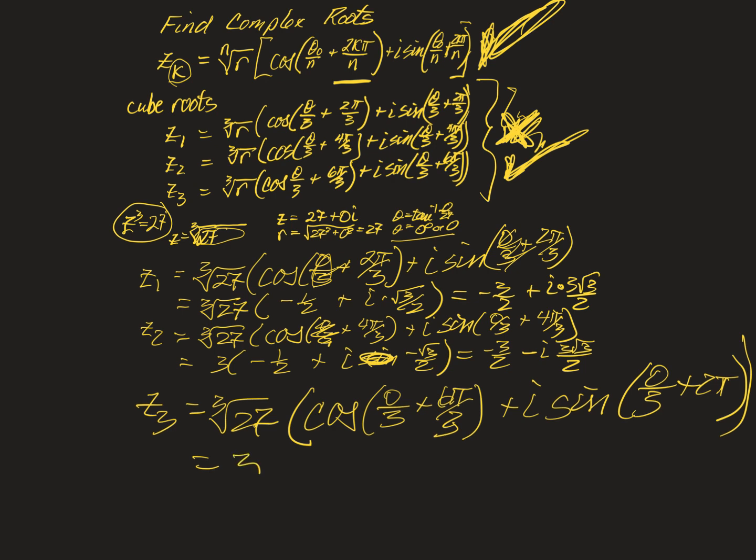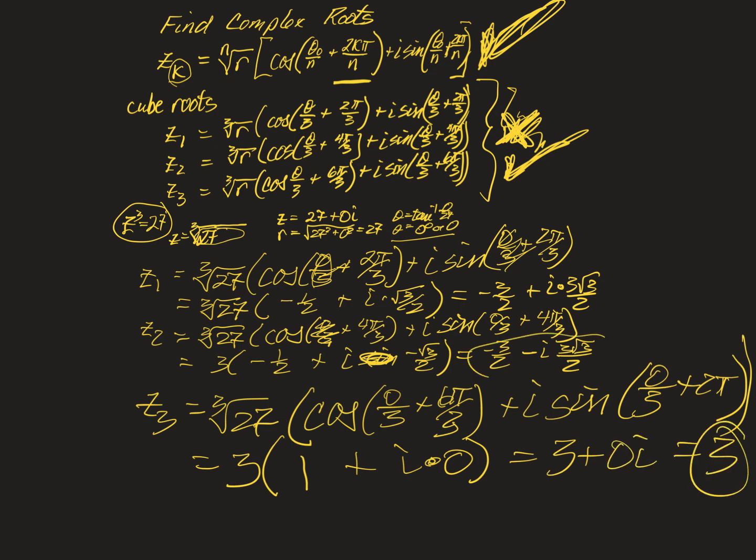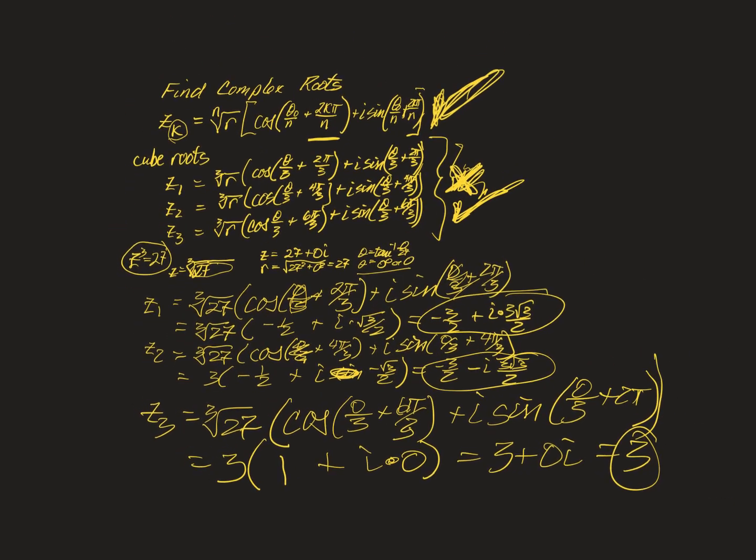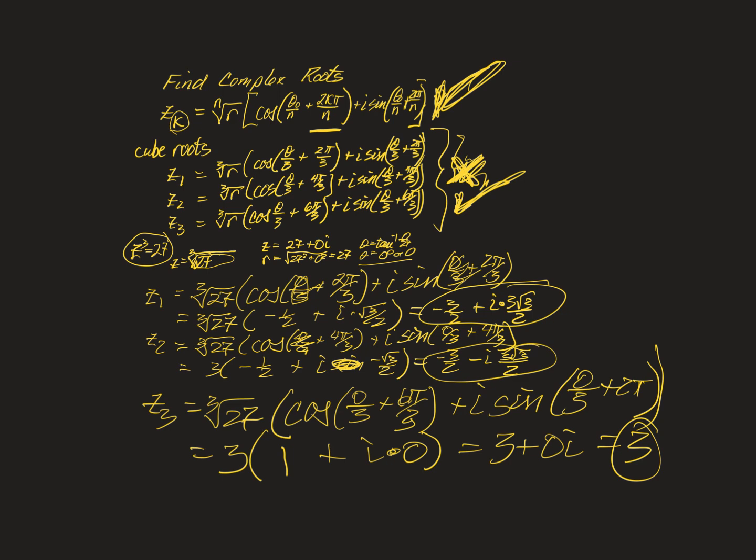And now this is 3, cube root of 27 is 3. The cosine of 2 pi is 1. And the sine of 2 pi is 0. So you get 1 plus 0 I times 3, which is equal to 3 plus 0 I, or just 3. And there you have the same 3 solutions that we got on the previous page.